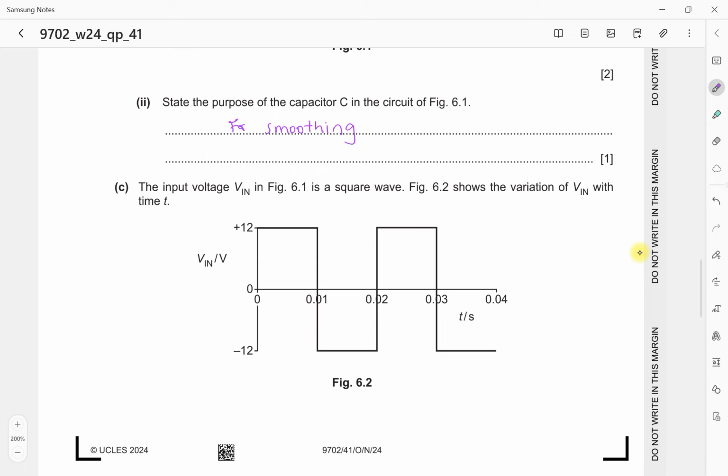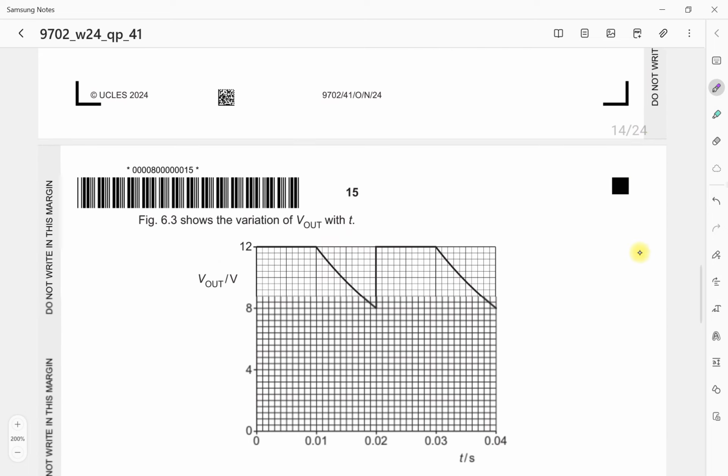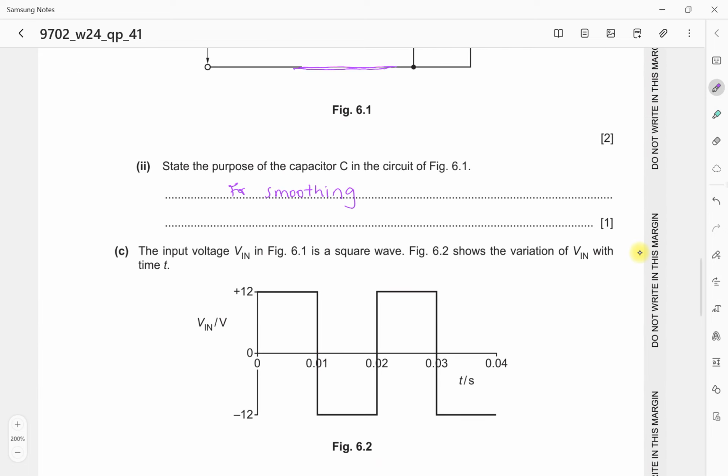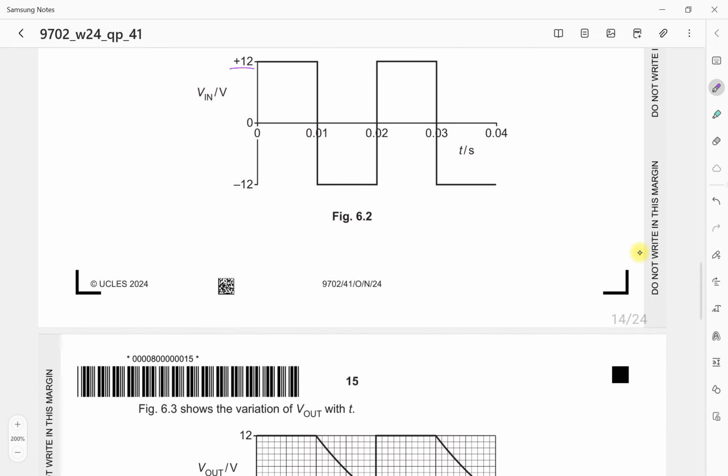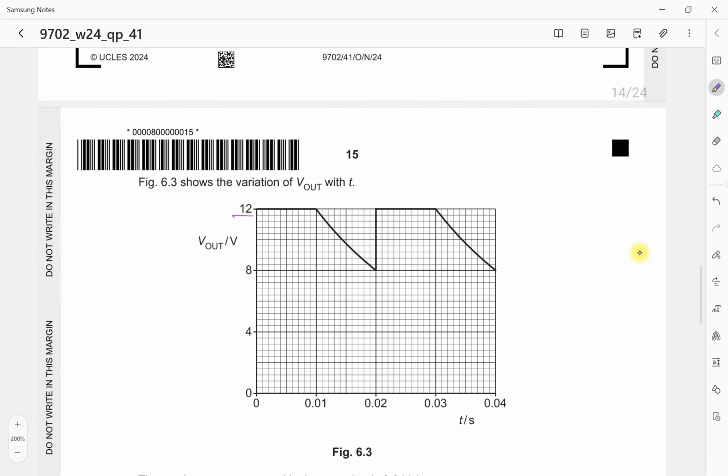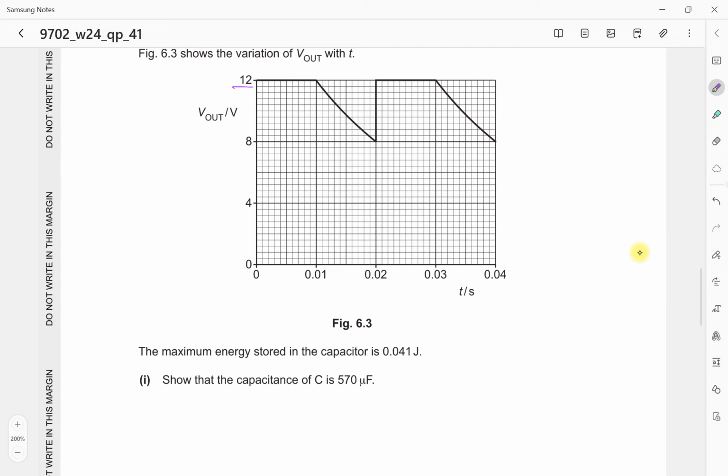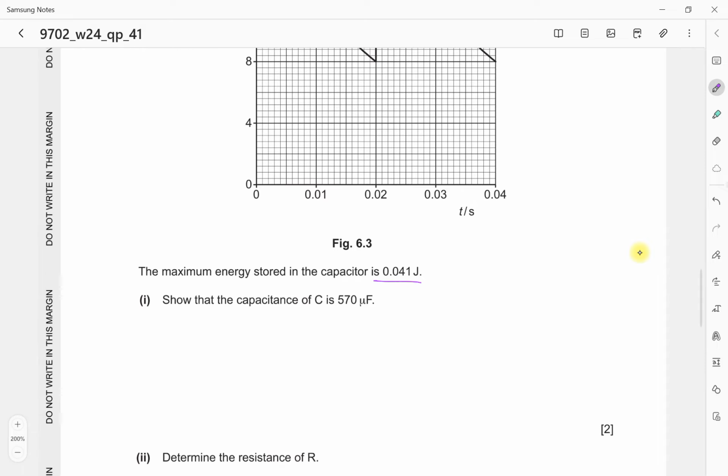The input voltage V in the figure 6.1 is a square wave. The figure 6.2 shows the variation of V in with time t. So here the maximum voltage is 12 volts. The maximum energy stored in the capacitor is 0.041 joules. Show that the capacitance of C is 570 microfarads.